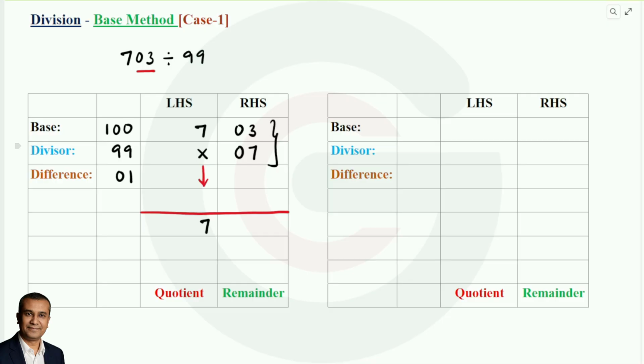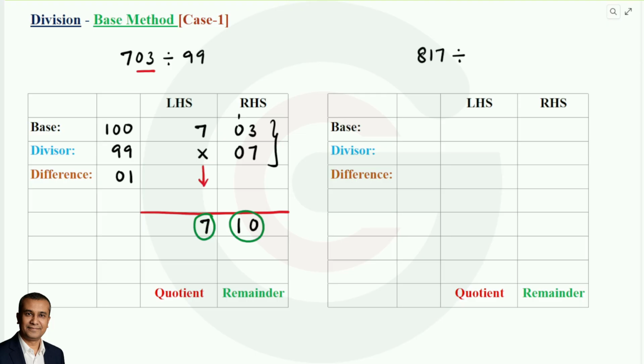Now add these two numbers. 7 plus 3 is 10, 0 and 1 carry over. 1 plus 0 is 1. And that's it. We got the answers. The quotient is 7 and the remainder is 10. Simple, isn't it? Now let's take another example.